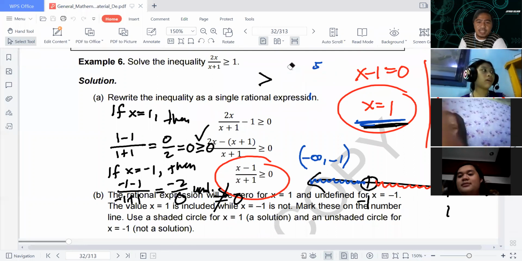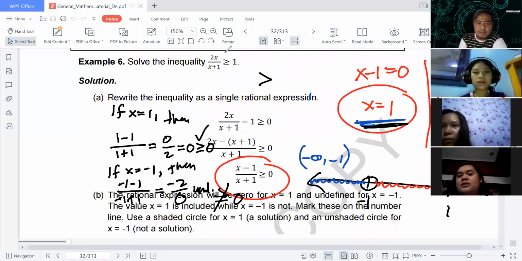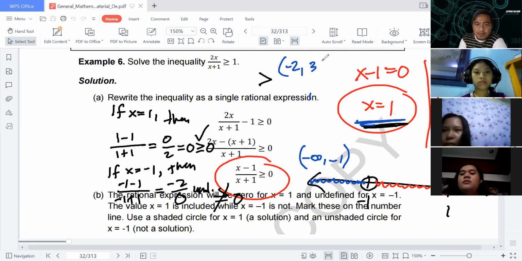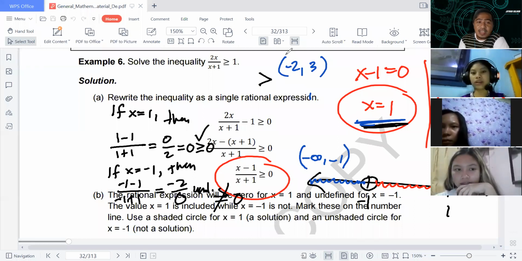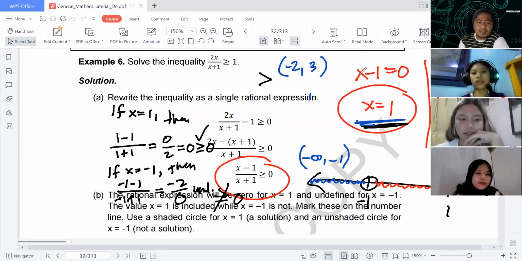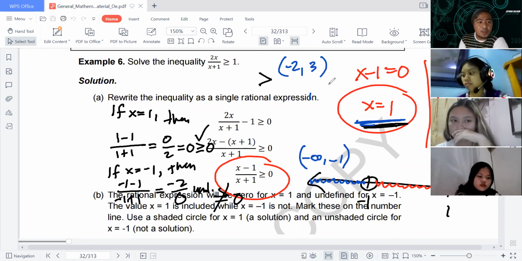Okay, I will go back. Let me try if you know how to read these. How will you read this one? Open interval from negative 2 to positive 3. Open interval from negative 2 to 3. Why open? Because they are both open.